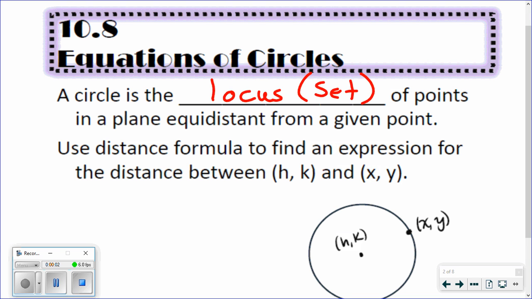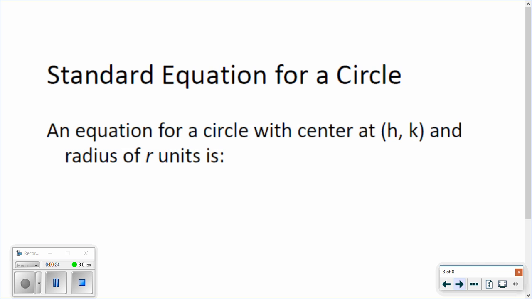All right, welcome back to Equations of Circles, Chapter 10, Section 8. Today we're going to talk about the equation of a circle, and the circle is the locus, or I'd rather say the set of points in a plane equidistant from a given point, kind of the definition of a circle in the first place. So we're going to look at the equation of it right away.